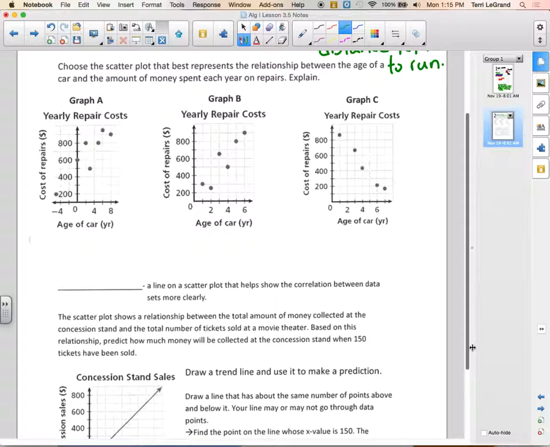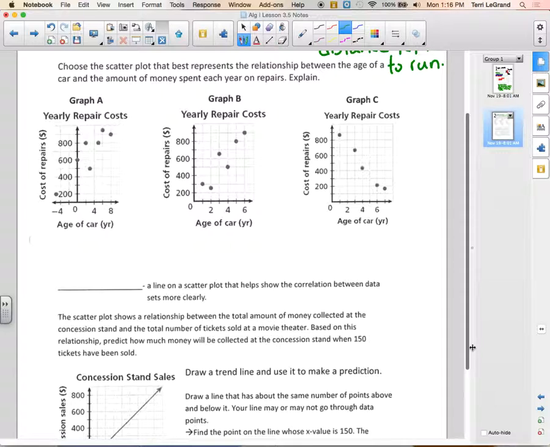So that should be what kind of correlation? A positive, or in other words, the points should be climbing from left to right. So which one can't it be, for sure? C. The points are going down in graph C. That is showing that as it gets older, the total cost of repairs is going down. That's not typical, okay? And now, some of you might be like, yeah, but what if you're driving a BMW? No, you don't get to say what if, remember? Typically what happens, okay?